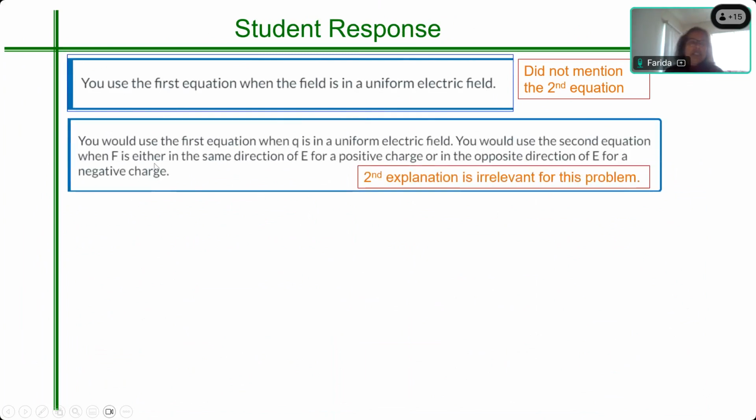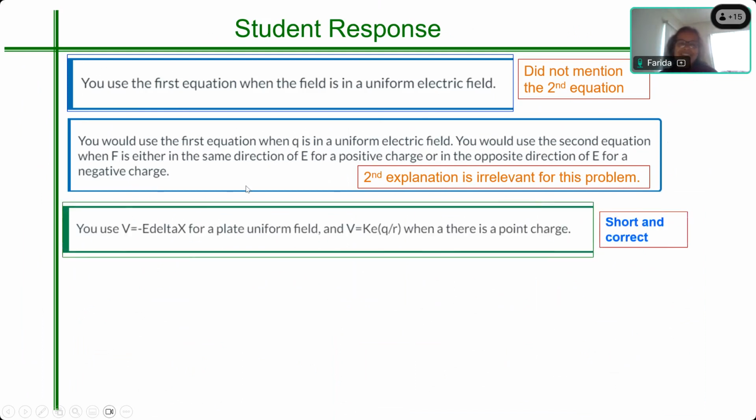And this one, again, the first one is correct. You would use the first equation when charge is in a uniform electric field, but then goes on to say you would use the second equation when force is either in the same direction as the electric field for a positive charge or opposite direction for a negative charge. Second one is true no matter what. This is between charge, electric field, and force. So it has nothing to do with electric potential. So we could not give full credit for that part.